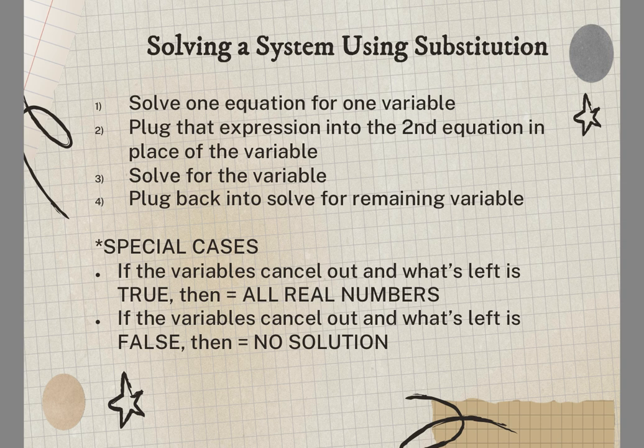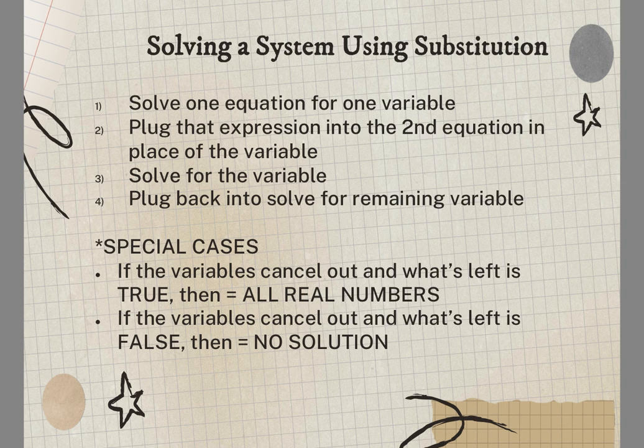Here are the steps for substitution. So this time you want to take one of your equations and isolate a variable. So solve one of the equations for one of the variables. It doesn't matter which equation and it doesn't matter which variable. Then you're going to take that expression and plug it into the other equation in place of the variable it's solved for. There will be only one variable left, so you will solve that equation and get the variable, and then you will take that and plug it back in.